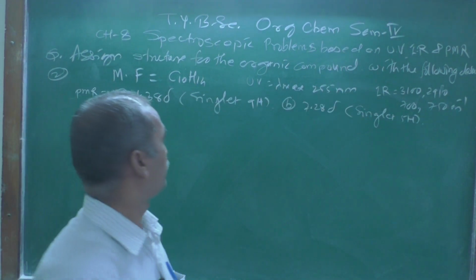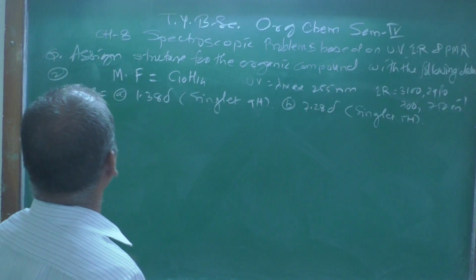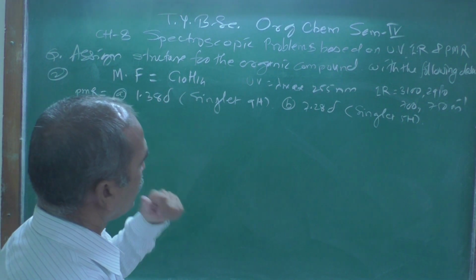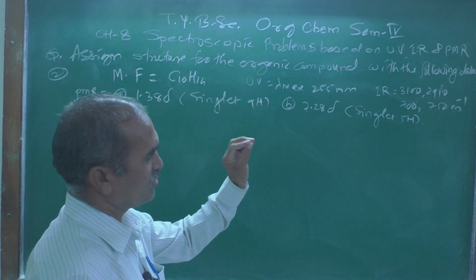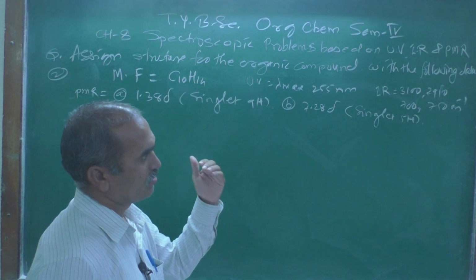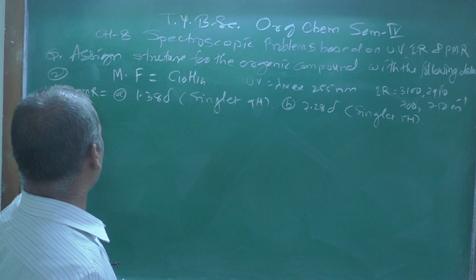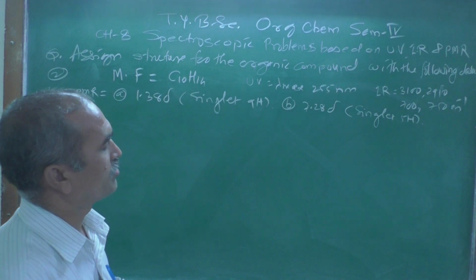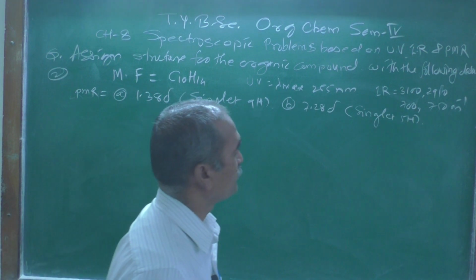If you observe these data carefully, here the molecular formula is given, C10H14, UV is also given, lambda max 255 nanometer, IR stretching frequencies are provided, 3100, 2910, 715 per centimeter. Similarly, PMR data is also given, 1.38 delta singlet 9H, and 7.28 delta, also a singlet, 5H.